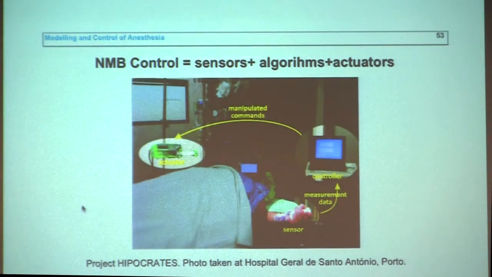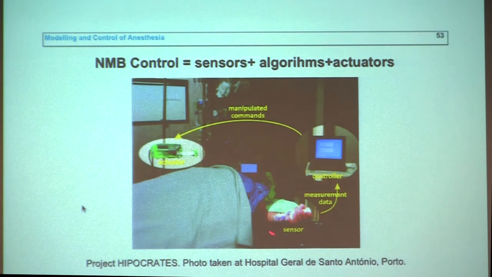Okay, let's think about neuromuscular blockade. There is a famous book by Niklaus Wirth, Algorithms plus Data Structures equals Programs. So, sensor plus algorithms plus actuators equals NMB control. If you have sensors and actuators and models, you can control whatever you think. It can be live now.